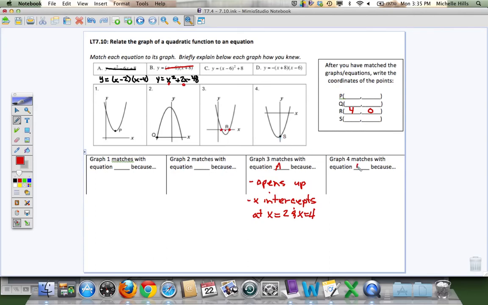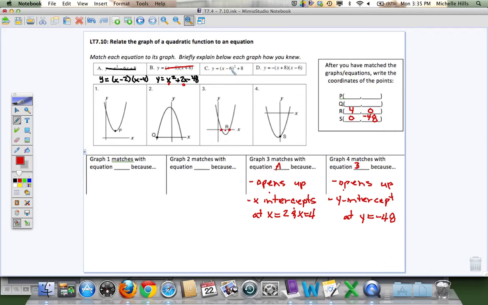So 4 matches with B, again: opens up, y-intercept at y equals negative 48. So that point has to be where y is negative 48 and x is 0.